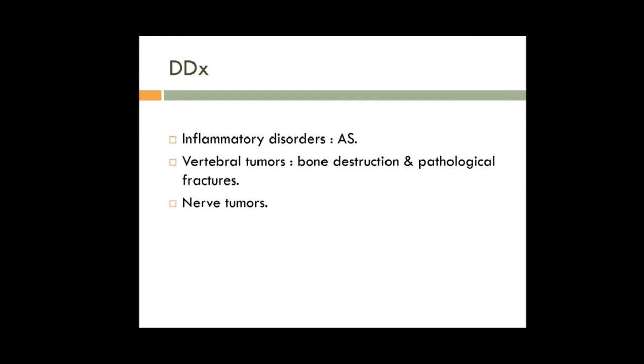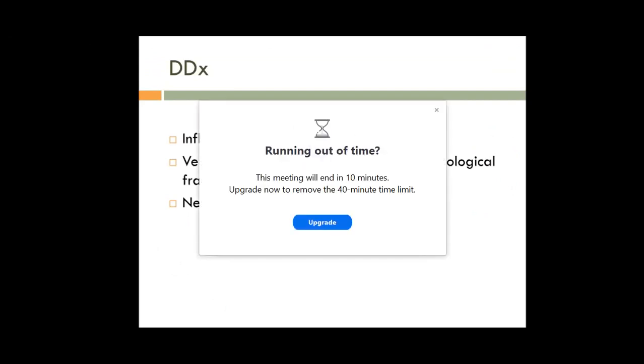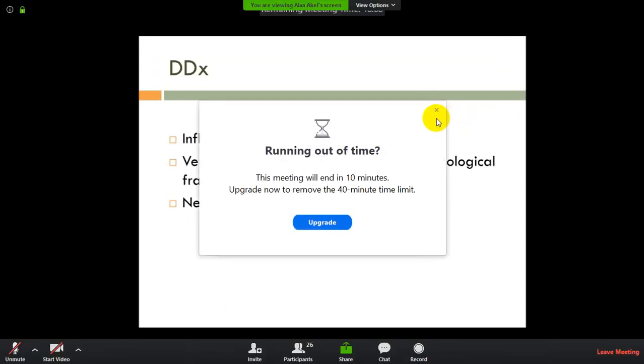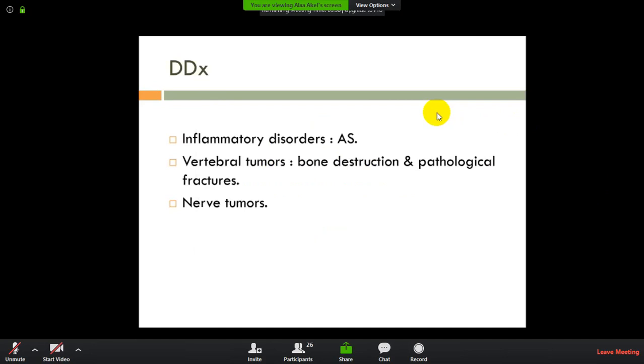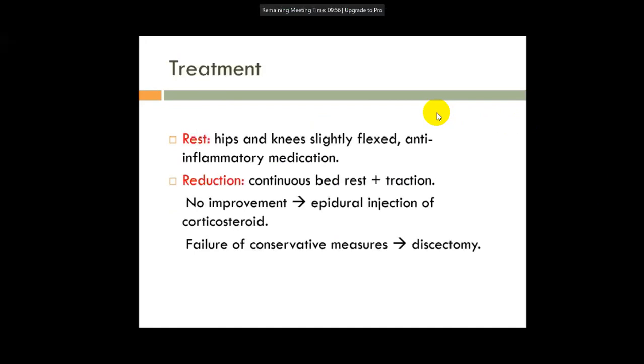The differential diagnosis of back pain, it can vary from anything. It can vary from tumor, either benign or malignant. It can vary to inflammatory condition like ankylosing spondylitis. It can vary to even infection of the disc space or spondylitis.